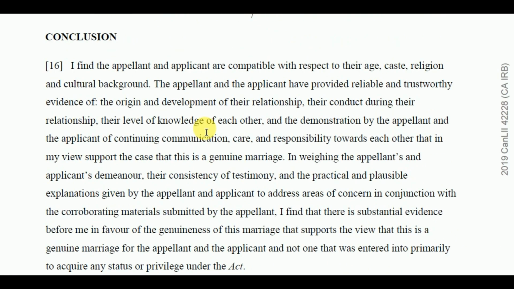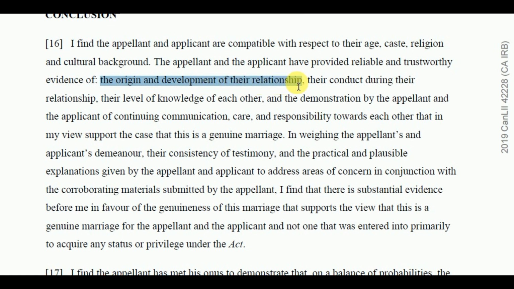Here is the conclusion. I find that the appellant and applicant are compatible with respect to their age. There was a difference of 8 years, but still accepted. Caste was the same, religion was the same, cultural background was the same. The appellant and applicant have provided reliable and trustworthy evidence of the origin and development of the relationship, their conduct during the relationship, and the demonstration by the appellant and applicant of continuing communication, care and responsibility towards each other. In my view, that supports the case that this is a genuine marriage. So this is something that visa officers are looking for.